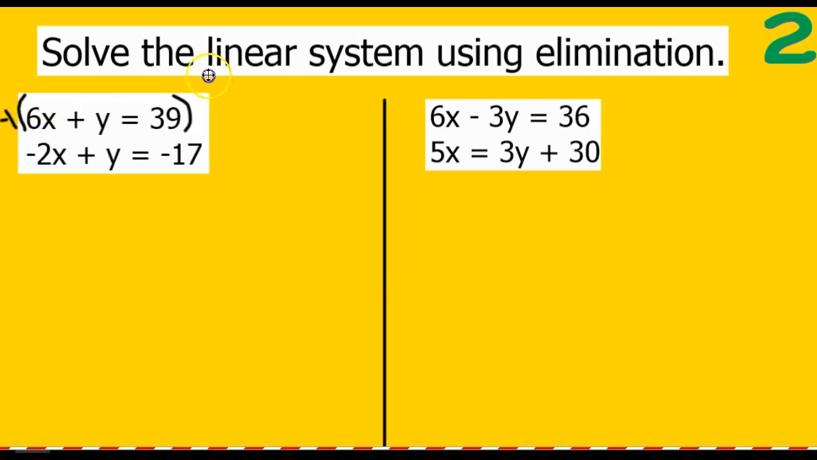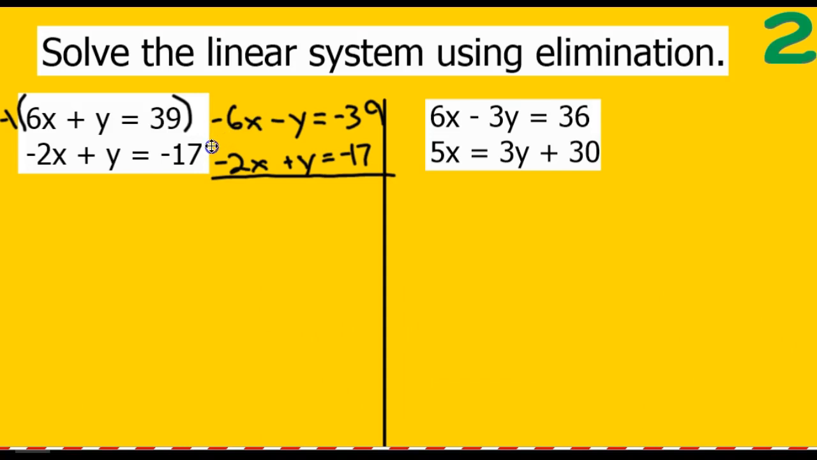So negative 1 times 6 gives us negative 6x. Negative 1 times y gives us a negative y. And negative 1 times 39 gives us a negative 39. So here we have negative 2x, we have a positive y, and we have a negative 17. So if we add these together, negative y plus y gives us 0, so that's canceled out.